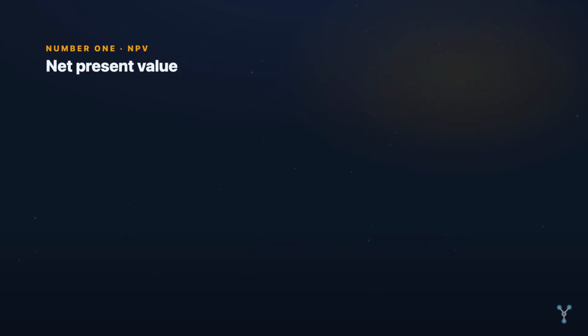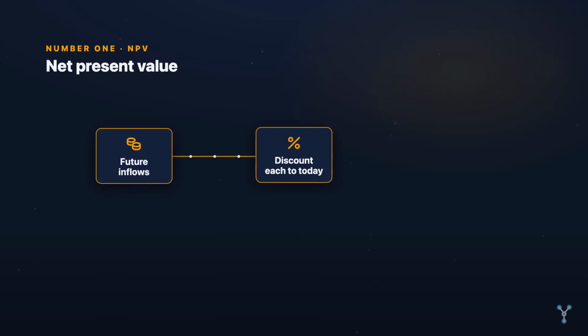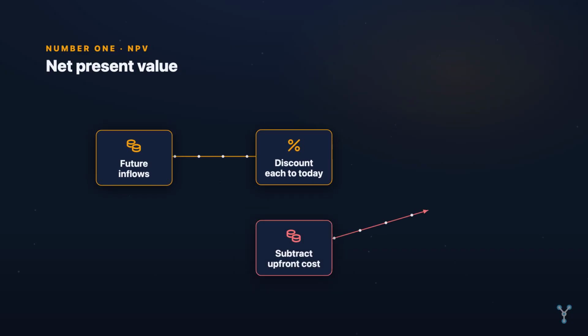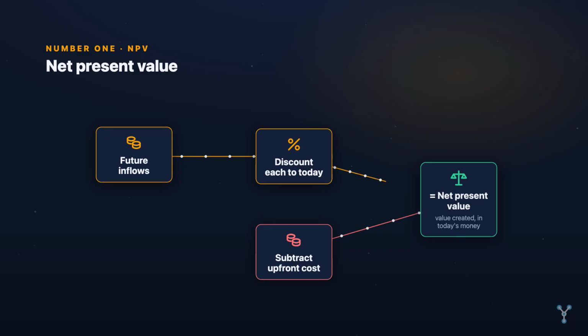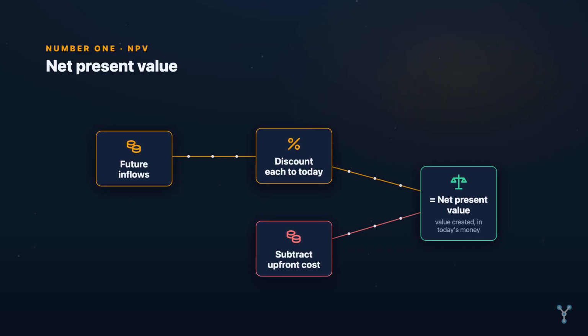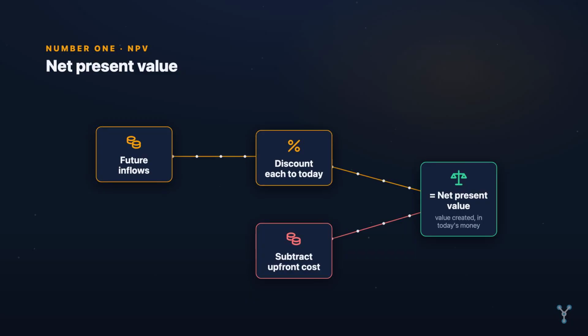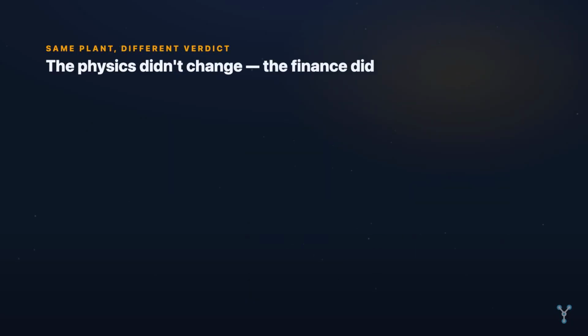Now that you have discounting, two famous numbers fall right out of it. The first is NPV, net present value. Here's the whole idea in plain words. A project has money going out, the upfront cost, and money coming in, the returns over the years. To judge it, you take every one of those future inflows, discount each one back to today's value, add them all up, and then subtract what you spent up front. What's left is the net present value, the value the project creates, expressed in today's money. The rule is beautifully simple. If the NPV is positive, the project creates value, it's worth doing. If it's negative, it destroys value, you'd be better off putting your money elsewhere.